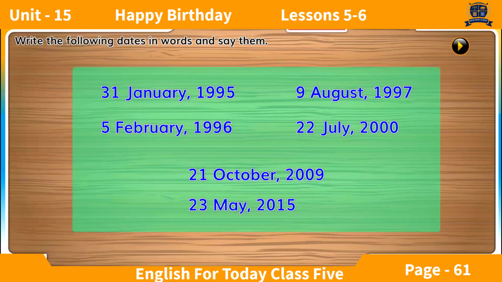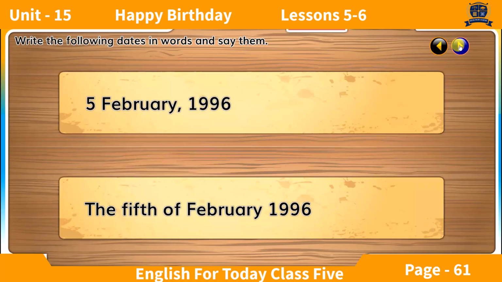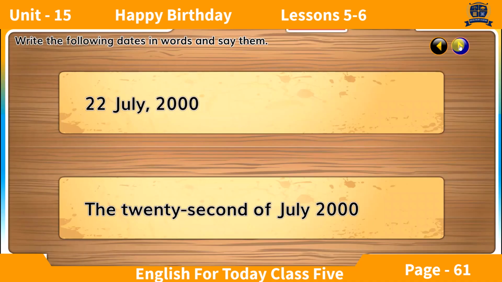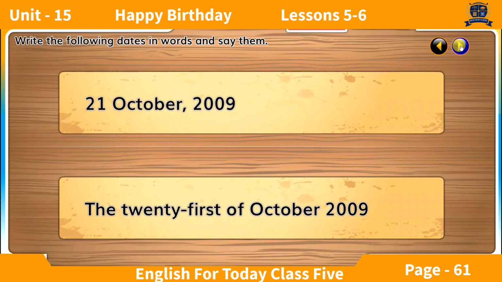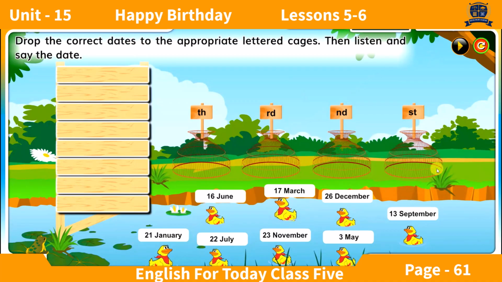Write the following dates in words and say them. 31st January 1995, 9th August 1997, 22nd July 2000, 21st October 2009, 23 May 2015. Drop the correct dates to the appropriate lettered cages. Then listen and say the date.